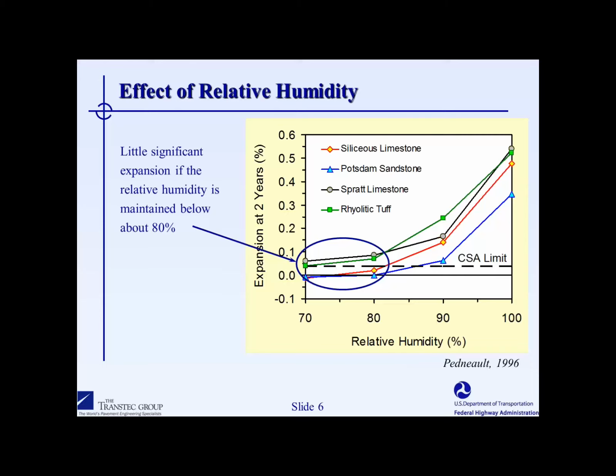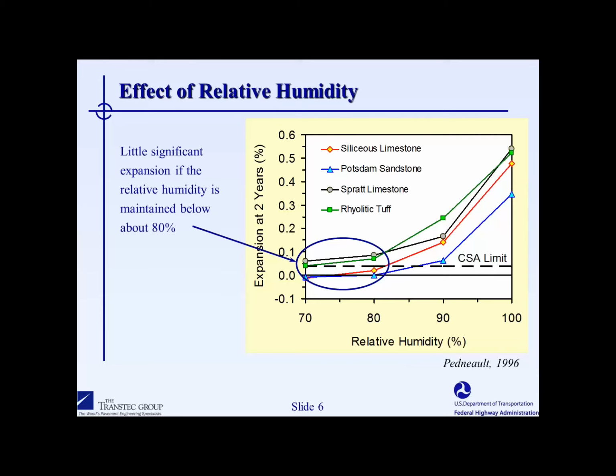This graph shows a series of different reactive aggregates for which concrete was made, and each of these concretes was then stored at different relative humidity conditions. And what you can see here is if you can reduce the internal relative humidity in concrete below about 80%, the future expansion will be significantly reduced.